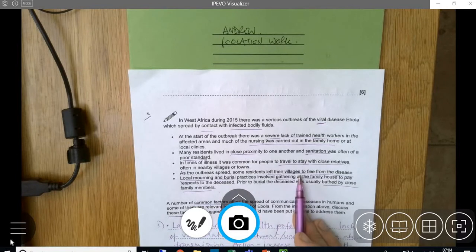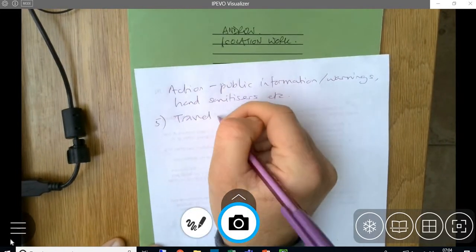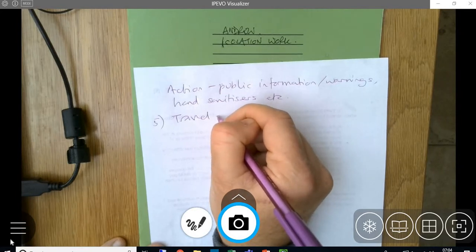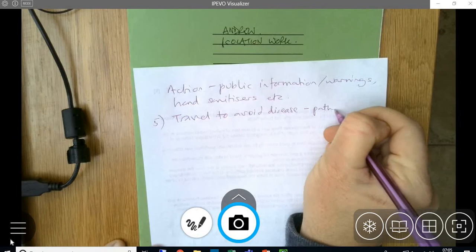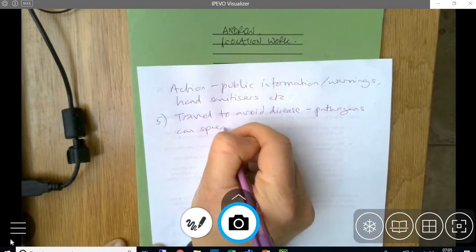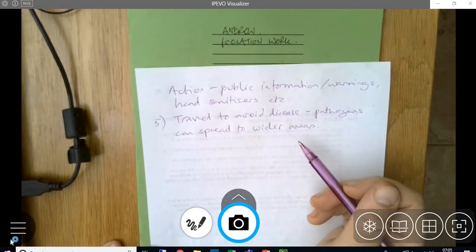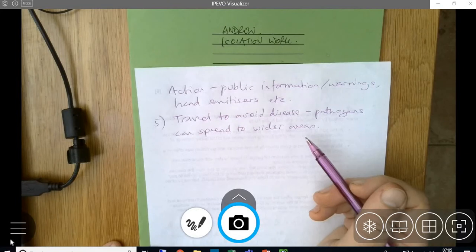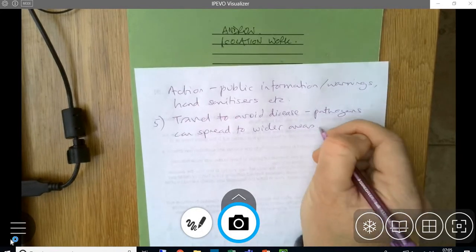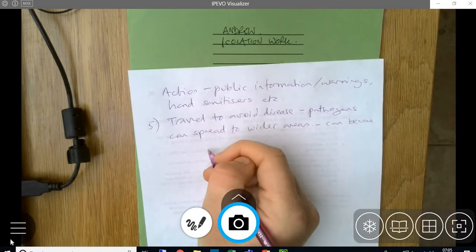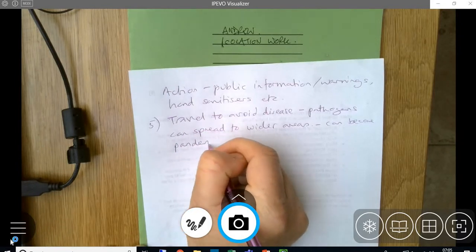Here, we're talking about people fleeing their villages, travelling to stay with close relatives. Okay, so lots of travel, to avoid disease, and also just to be with their loved ones. So this means that the pathogens can spread to wider area, and obviously this is something we're seeing at the moment. Why we're stopping travel is because that pathogen cannot be contained if it is spread by people travelling. And that means it can become a pandemic.